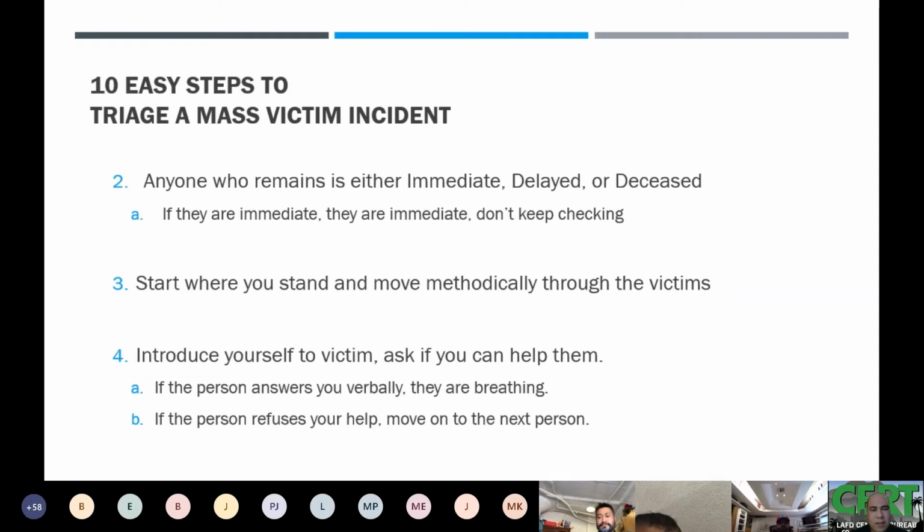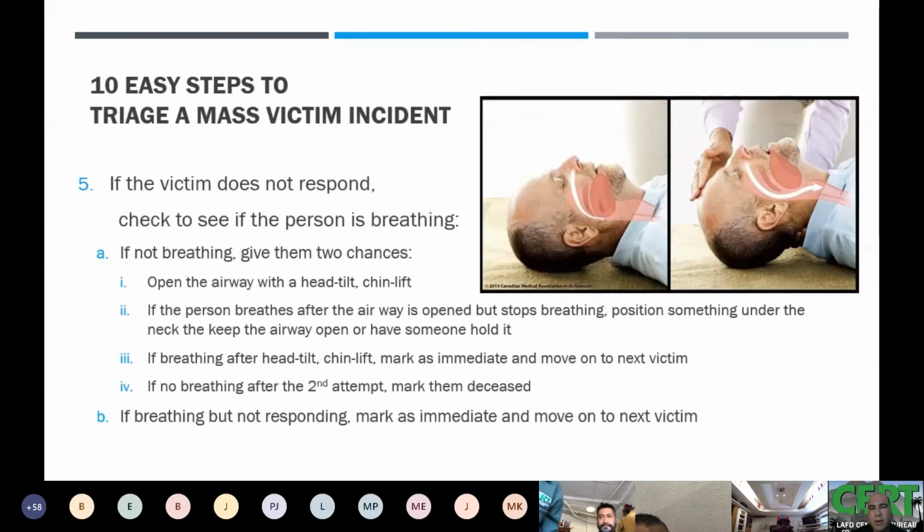If they say yes verbally, they're obviously breathing, and you've just eliminated one of the things you're going to have to check down the road. If they don't respond, now you know that they are possibly not breathing, and you're going to have to check that next. So what you want to do is quickly look, listen, and feel. Put your ear next to their mouth, look at their chest, and you can put your hand on their chest and see if it rises and falls. If they are breathing but they're not conscious, they're immediate. Anyone who's unconscious is immediate.